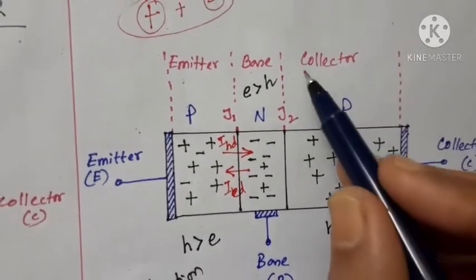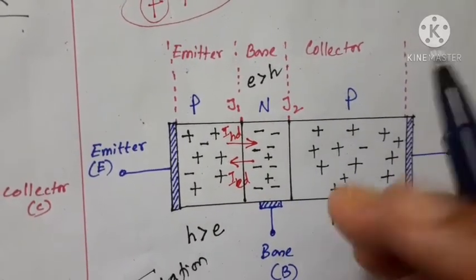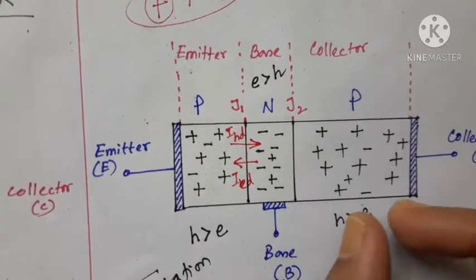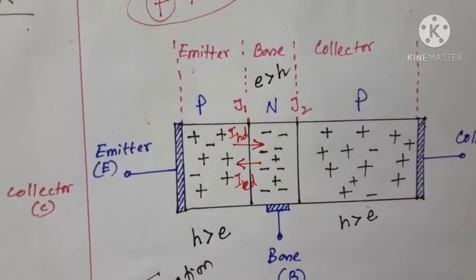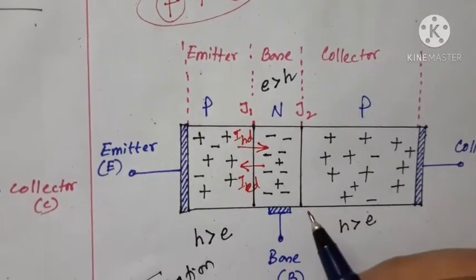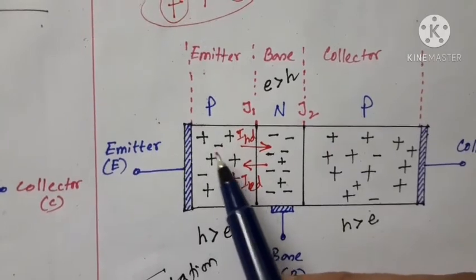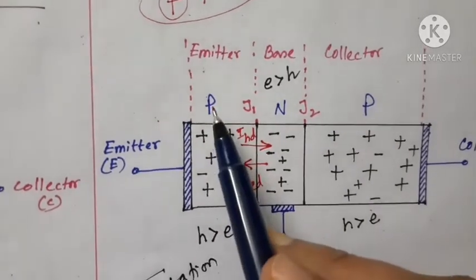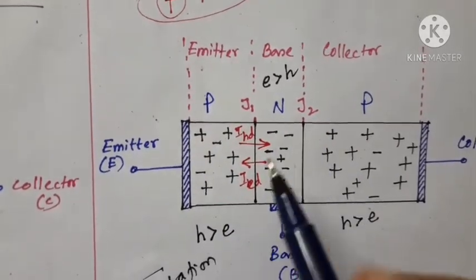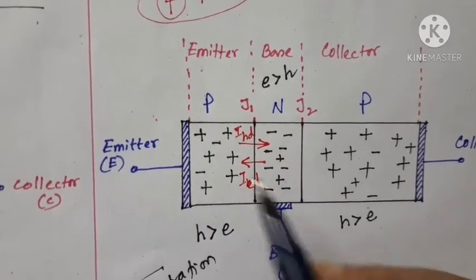As the name suggests, collector means the electrons and holes will be collected there, and this region is intentionally made larger. This is about the diffusion current. What about the drift current? The holes are transiting from the emitter into the base region, and the electrons are transiting from the base to the emitter region.